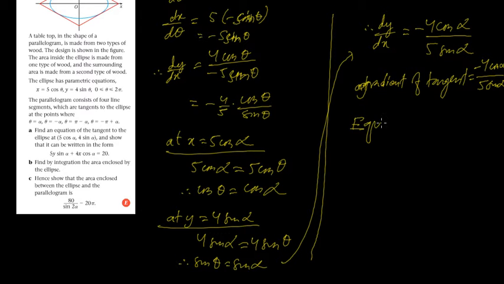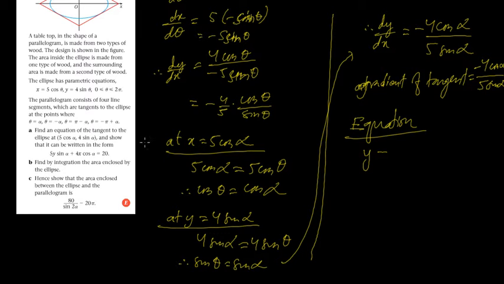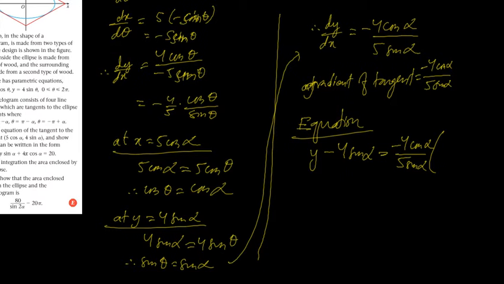Now the equation. We need a point. Now this is the Cartesian point, x coordinate and y coordinate. So what we have to do is y minus the y coordinate, which is 4 sine alpha. So y minus 4 sine alpha equals the gradient, minus 4 cos alpha divided by 5 sine alpha, times x minus the x coordinate, which is 5 cos alpha. So now we have written it like this.